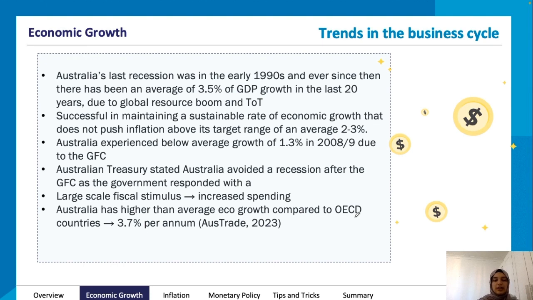Australia has higher than average economic growth compared to OECD countries. So there's 3.7% per annum, according to Austrade 2023. So yeah, we are doing quite well compared to other economies of our caliber. So that's pretty good to hear. But there are still many things that Australia can improve.